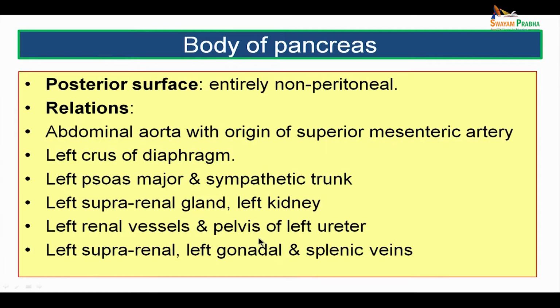The posterior surface of body of pancreas is entirely non-peritoneal and it is related to the abdominal aorta with origin of the superior mesenteric artery, the left crus of diaphragm, the left psoas major muscle and the sympathetic trunk, the left suprarenal gland, left kidney, left renal vessels and pelvis of left ureter, left suprarenal, left gonadal and splenic veins.